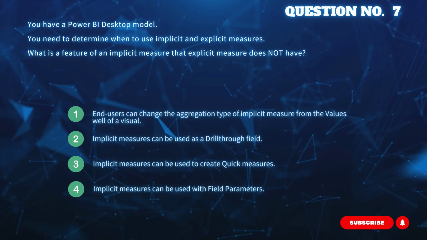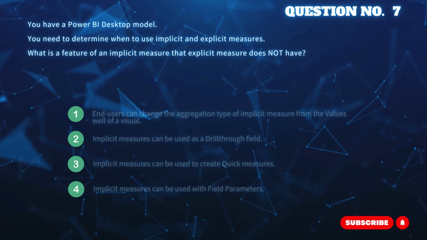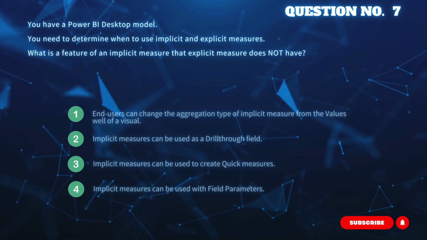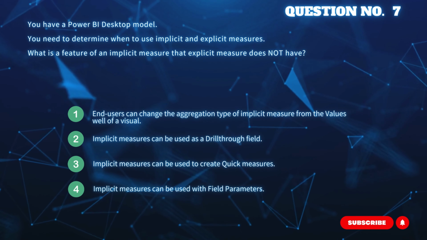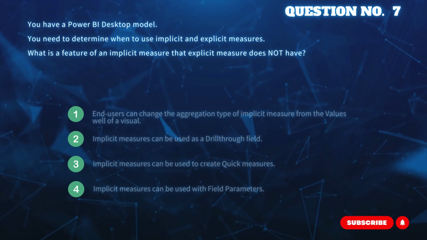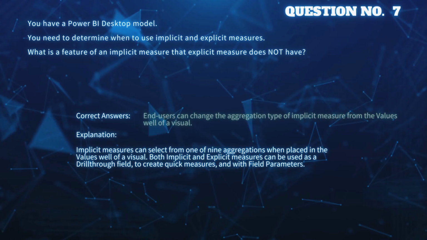Option 1, end users can change the aggregation type of implicit measure from the values well of a visual. Option 2, implicit measures can be used as a drill-through field. Option 3, implicit measures can be used to create quick measures. Option 4, implicit measures can be used with field parameters.